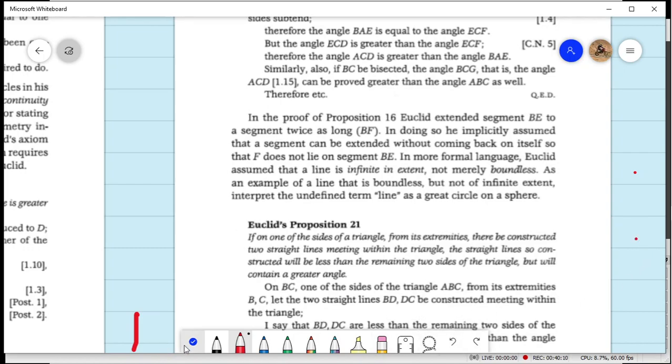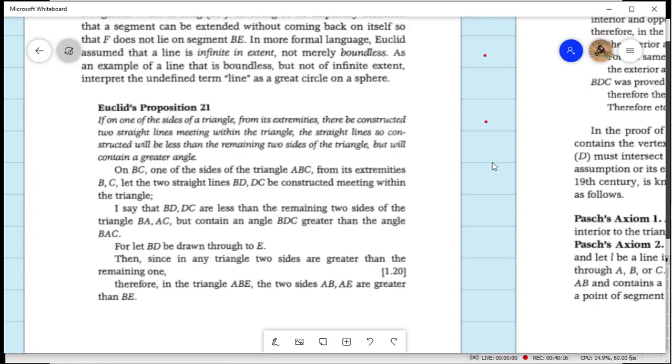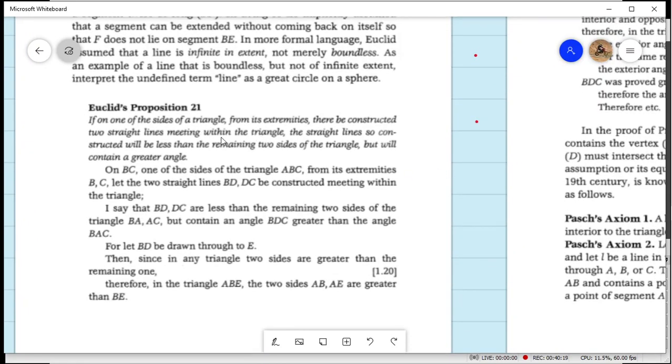Okay, next we have the proof of proposition 21. If on one side of a triangle, from its extremities or its endpoints, there can be constructed two straight lines meeting within the triangle, meaning the intersection is an interior point of the triangle, the straight lines so constructed will be less than the remaining two sides of the triangle, but will contain a greater angle.